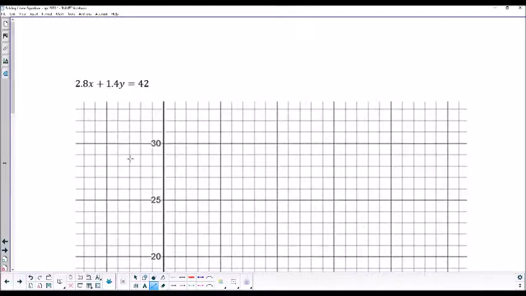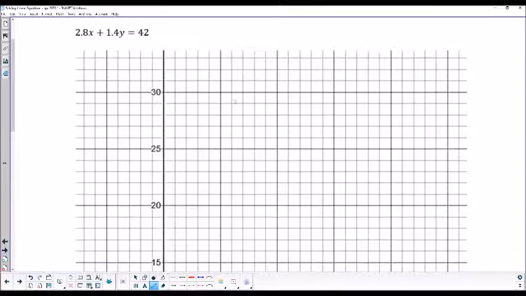Moving along to this next graph, we looked at this one the other day, and that graph has a y-intercept of 30 and an x-intercept of 15. Okay, so the y-intercept of 30.